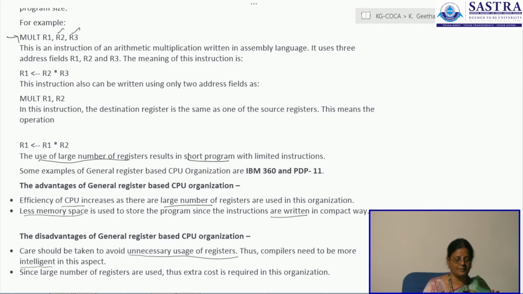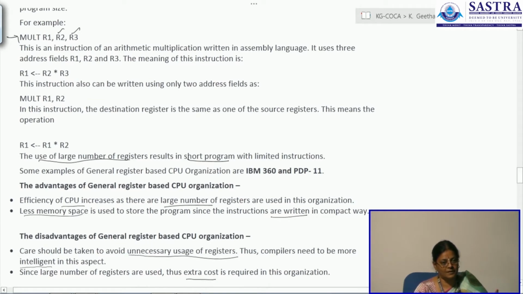Since a large number of registers are used, extra cost is required. Obviously, this is an obvious statement because whenever we go for a large number of registers, it demands more hardware, and obviously that hardware will end up being an expensive affair. It will be costly in nature.